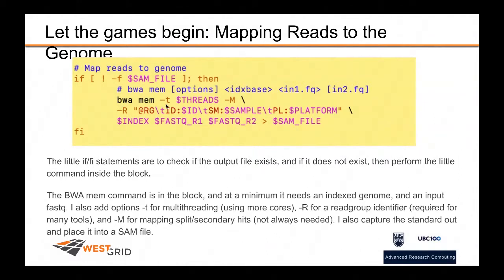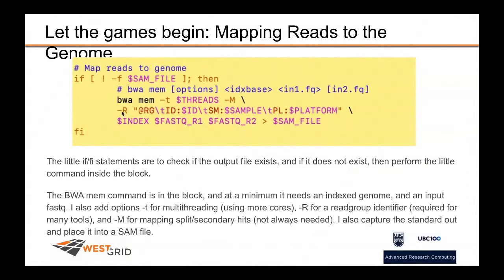I've also added the options for threads and -m. So this is going to allow it to work in a multi-threaded fashion, which is going to increase its speed by the number of threads that we have available to us. Also, the -m will allow the reads to map split and secondary hits, which is not always needed, but it's an option that we're including here.